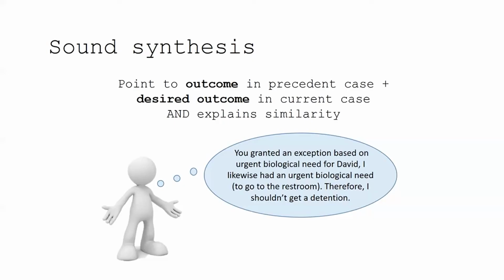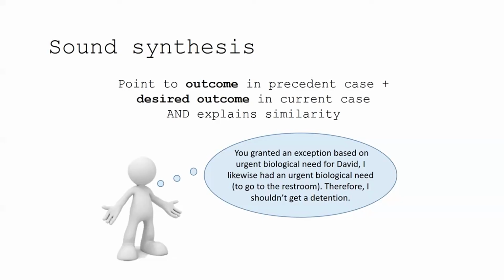So an example might be if the student said, you granted an exception for David based on an urgent biological need. I likewise had an urgent biological need to go to the restroom. Therefore, I shouldn't get a detention. And by framing it this way, calling it an urgent biological need, giving it that name or that label, how does the headache fit in? I think the headache is likely distinguishable because that does not have the same urgent biological need that both of these precedent cases do.